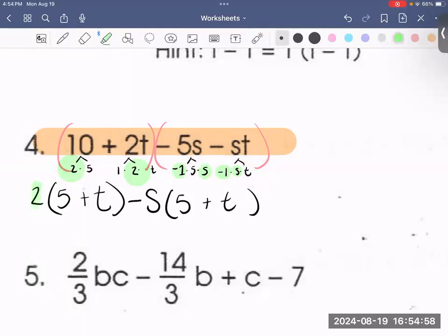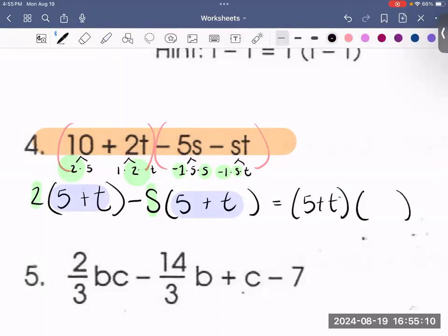So your GCFs are on the outside. So now we can go ahead and factor what we have in common. So we have this 5t, or 5 plus t, in common. And on the outside, we have the 2s, or 2 minus s, in common.